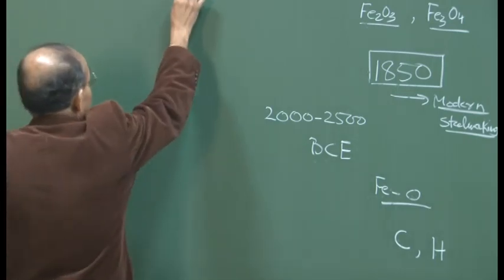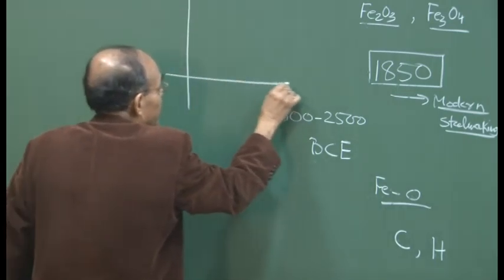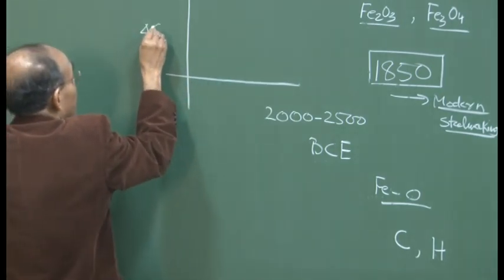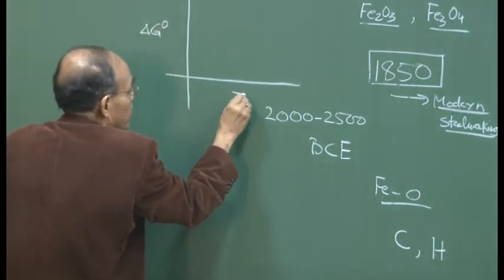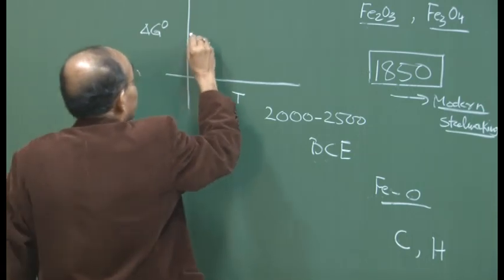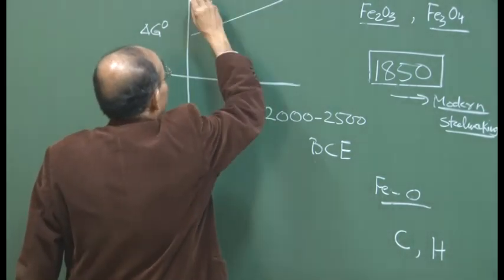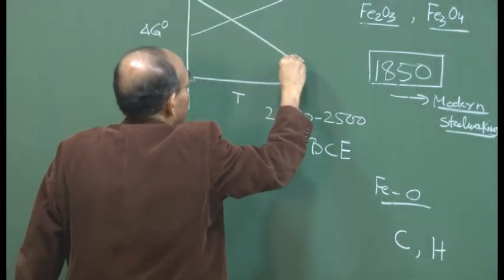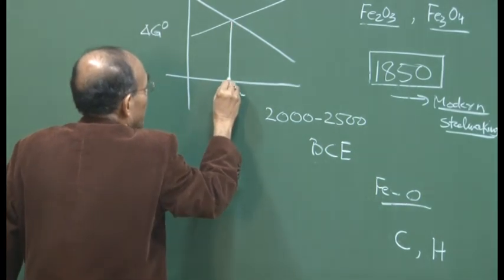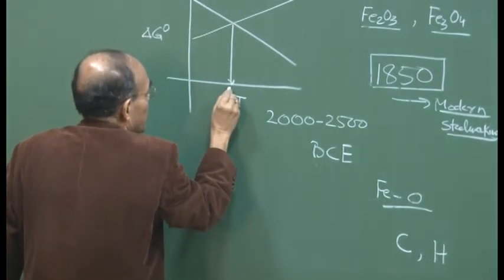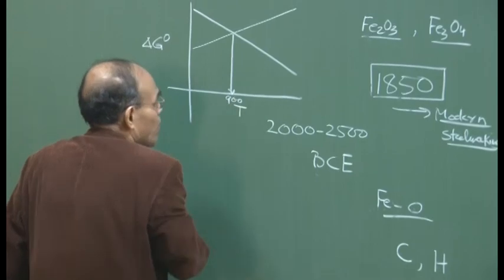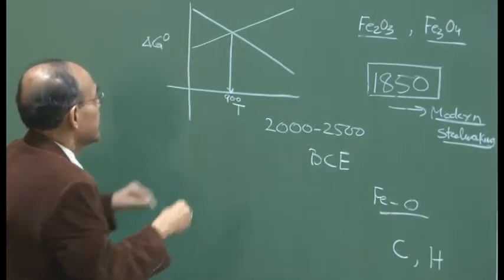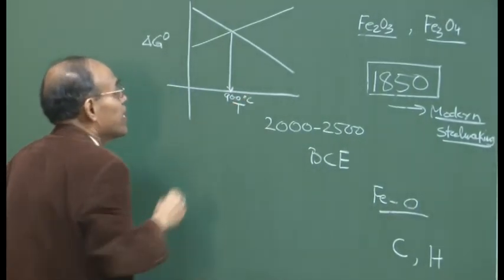And at the secondary level you have studied the Ellingham diagram, delta G0 as a function of temperature. You would find that this is an idealistic graph, and this temperature T is about 900 degrees centigrade or 1273 Kelvin, where you can completely take away the oxygen.